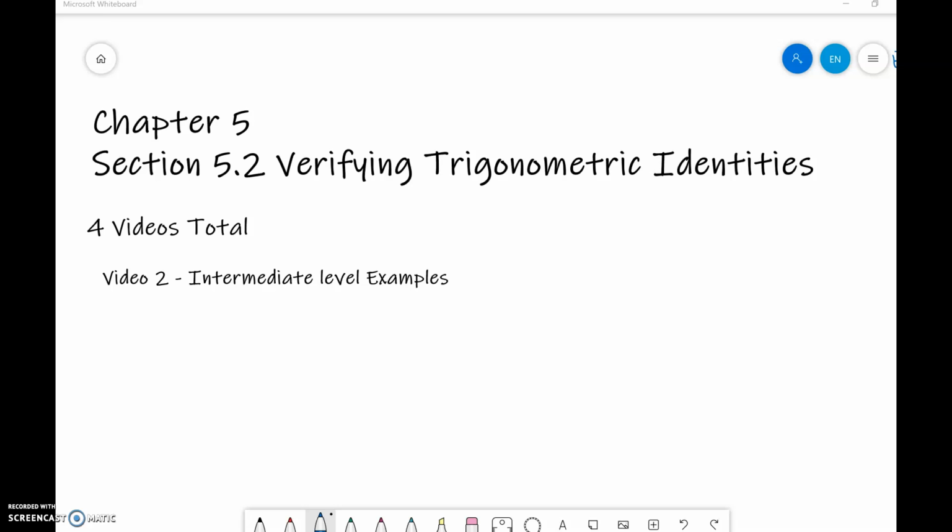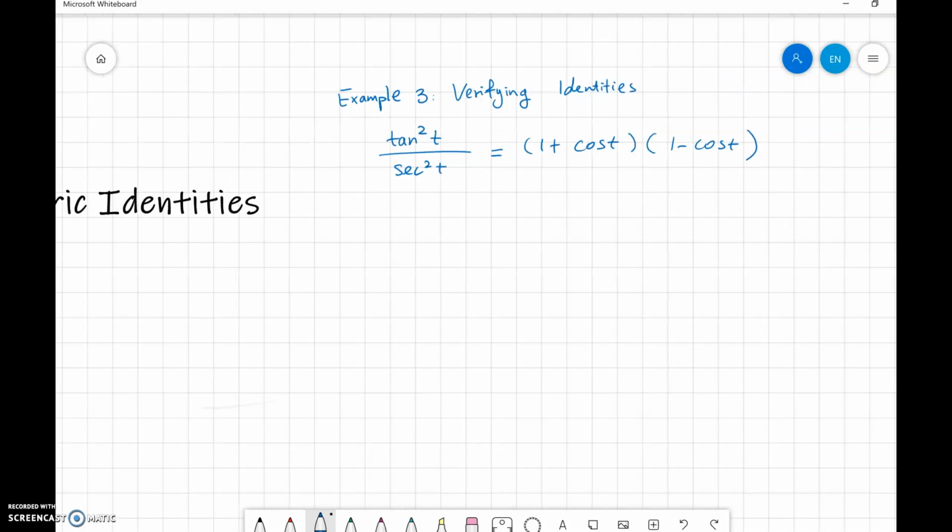This is the second video. Now I'm going to show you two examples in two videos, video number 2 and video number 3. For each example, I'm going to show you two different methods to do each problem. So now it's more like intermediate level.